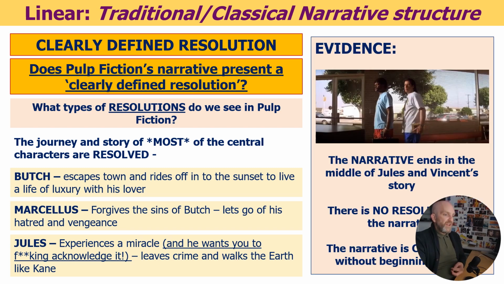So the narrative ends with the middle of Jules and Vincent's story, but there's no resolution to the overall narrative itself. The narrative is circular, without beginning and end. So although, and I'll come back to this point about Butch, Marcellus, and Jules later, the idea is that those characters meet their goals, but they're in the film after that.